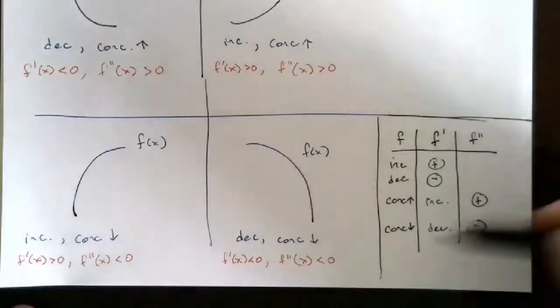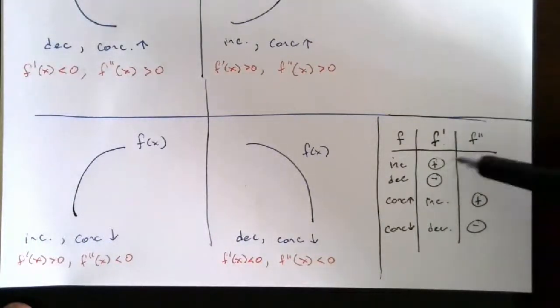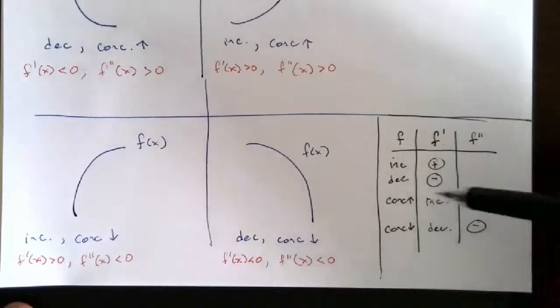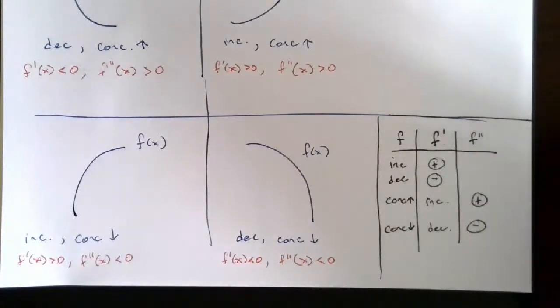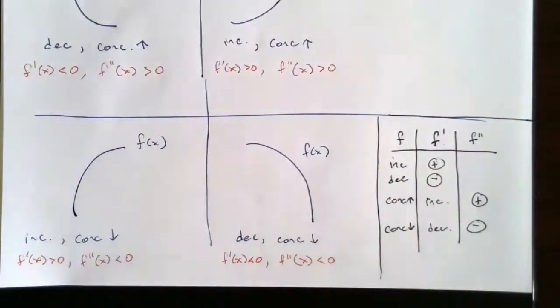But if you draw this little table for yourself, a lot of times if you know the first derivative information being positive or negative, or the second derivative being positive or negative, you can work backwards to talk about what's happening to the original function. You should know this. The chart just gives you a handy way of keeping it all together.